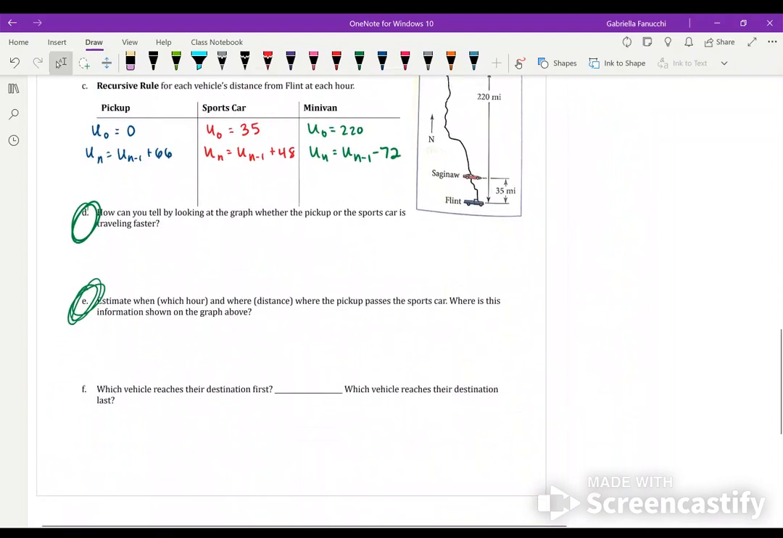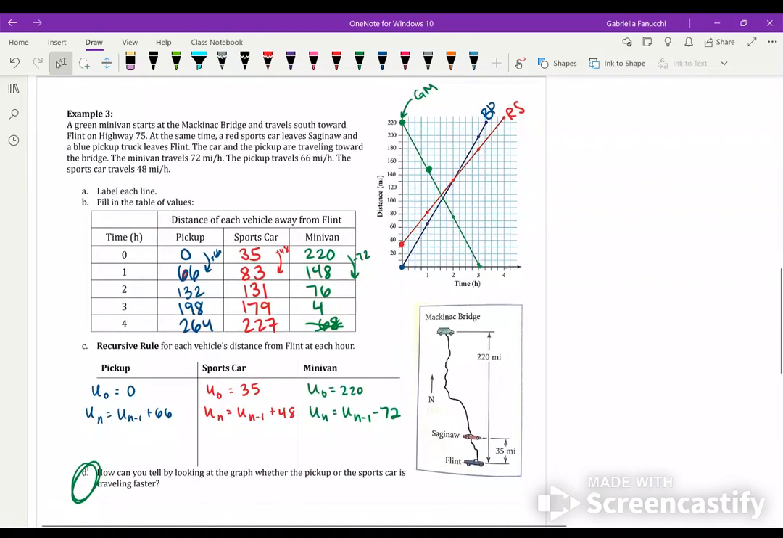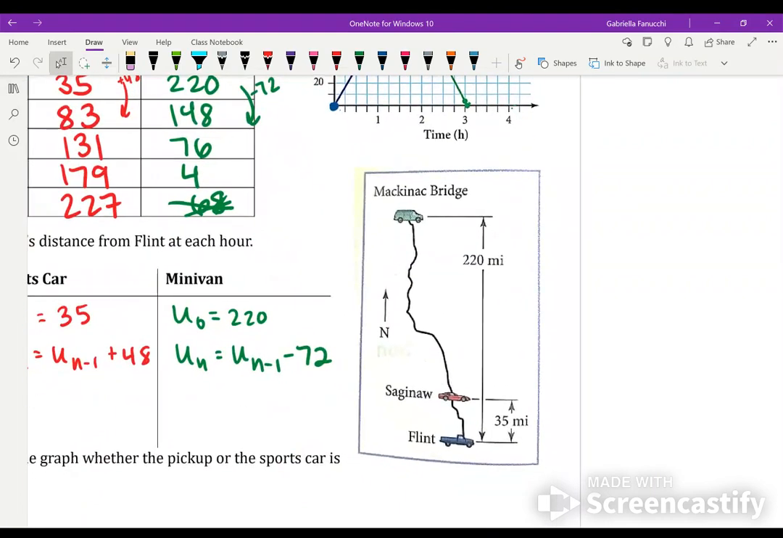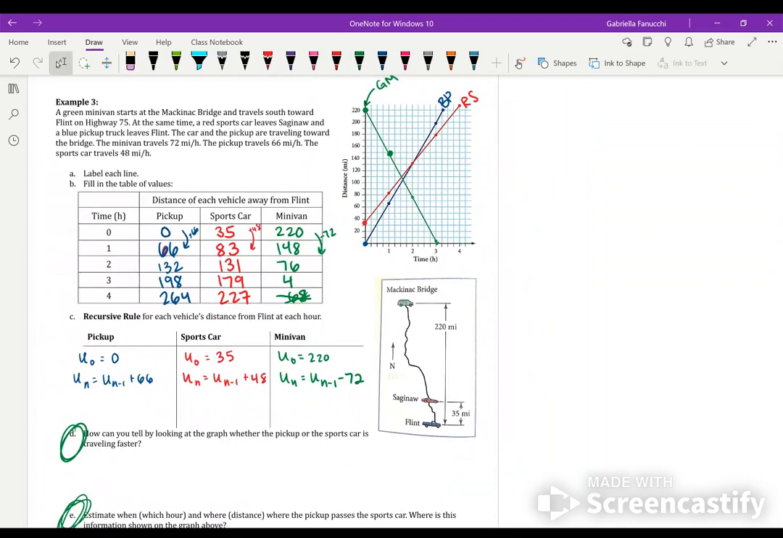So which vehicle is going to reach the destination first? Which vehicle reaches their destination last? Okay. So the distance from Flint, if we look at this picture here, the distance from Flint to the Mackinac Bridge is 220 miles apart. So the van is going home. Let's just say they're going to Flint. And then the sports car and the truck are going to the bridge. So 2 are going to the bridge, 1 is going to Flint.